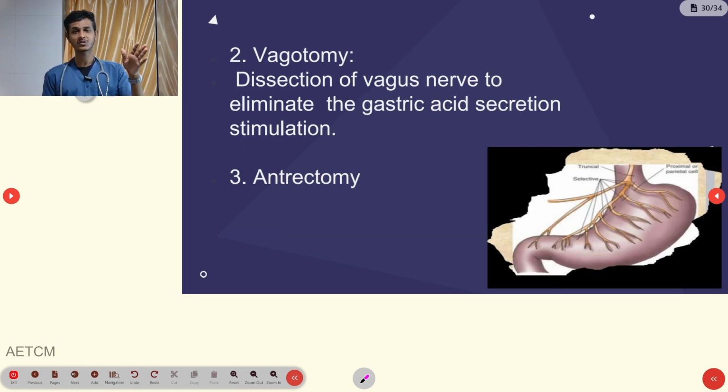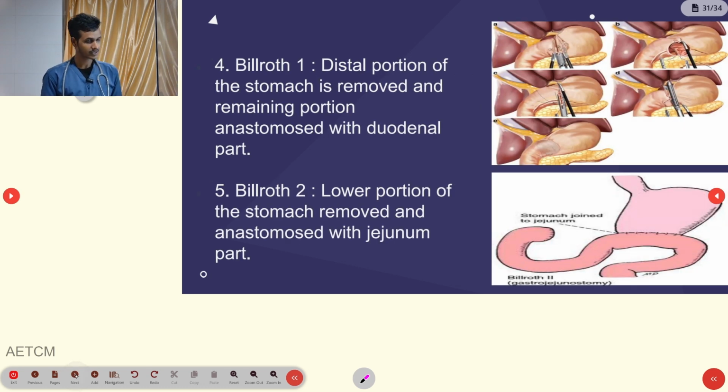And then vagotomy. As we said, the vagus is the nerve that carries signals to your parietal cell, right. With vagotomy, we dissect the vagus nerve and thereby eliminate the stimulation of gastric acid secretion. And then the third one is antrectomy. Ectomy means removal, so we will remove the antrum part of your stomach.